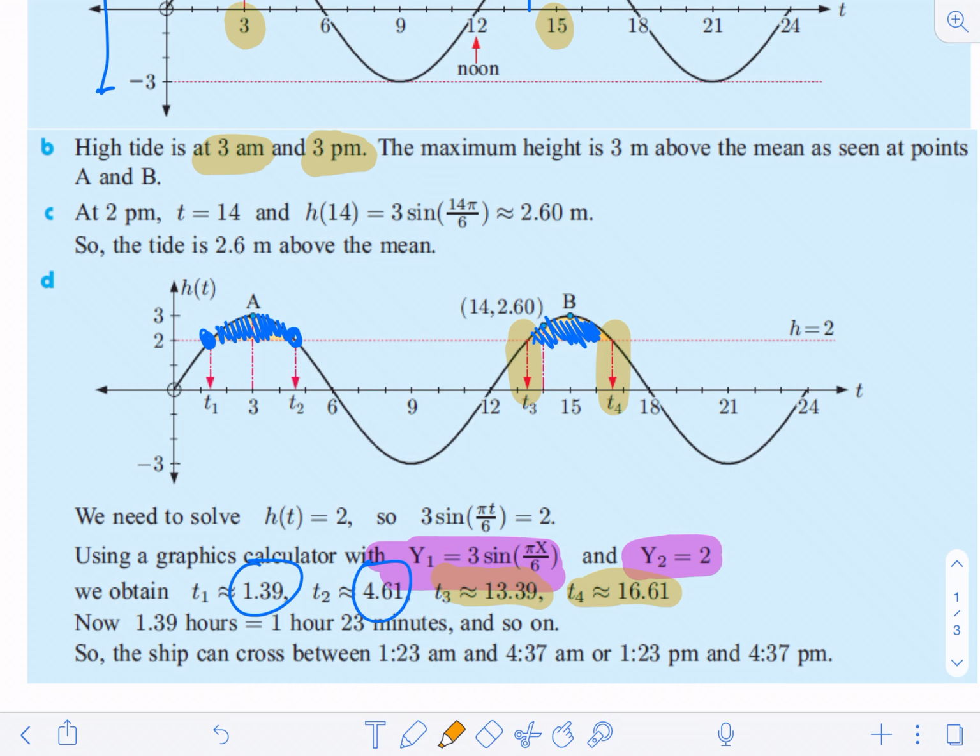So now we know this. What times do those occur at? Well, 1.39, that's not 139, right? That's 0.39 of an hour, 39 hundredths of an hour. So you divide that out, and it's about 23 minutes. So 1 hour and 23 minutes, so that's at 1:23, and then 4.61, that's about 4:37 a.m. And then the 13.9 and the 16.6 are going to be 1:23 to 4:37 p.m., and those are going to be the times that make the ship crossing possible. And that's it. So we use the graph and these trigonometric models to answer questions based on the periodic behavior of events that are occurring in the real world.